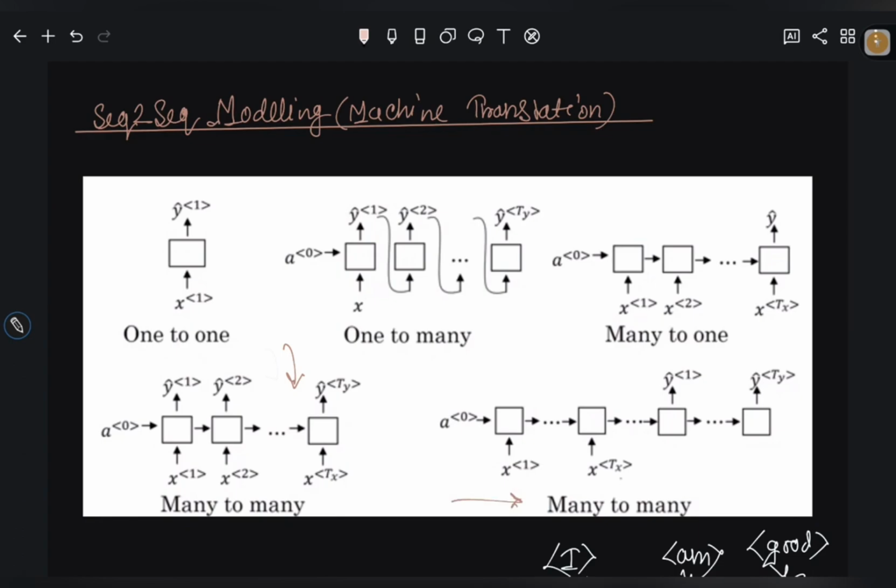So in case of machine translation, we generally use this many-to-many architecture, where we pass a sequence to the model, and then it outputs a different sequence on the decoder side. This part of the model we generally call the encoder, and this is where we get the output of the model, which is the decoder side, right?